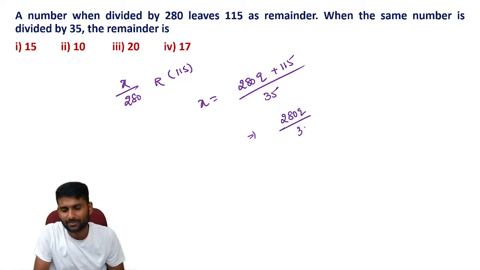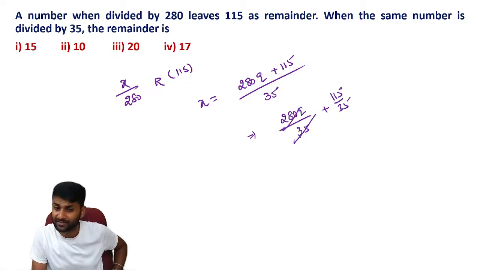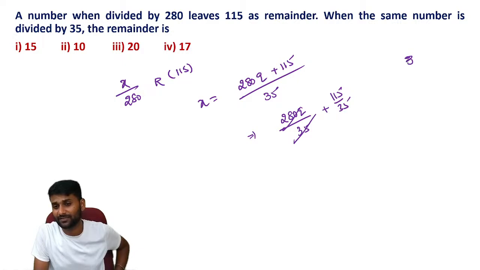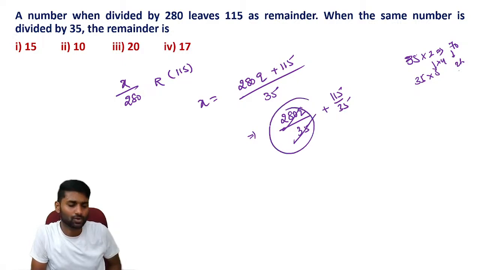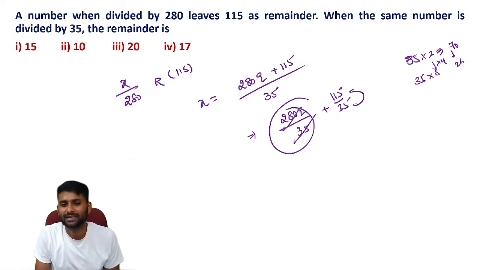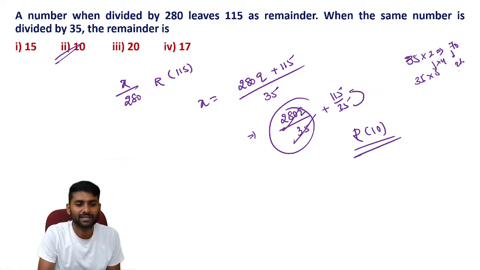280 q divided by 35, 115 divided by 35, and you will get 280 in the 35 table, guys. See, 35 multiplied 2 times is 70, and 35 into 8 is exactly 280, so there is no remainder left. Now 35 multiplied 3 times is 105. But you can see the difference of 10 units, which means the remainder is 10.